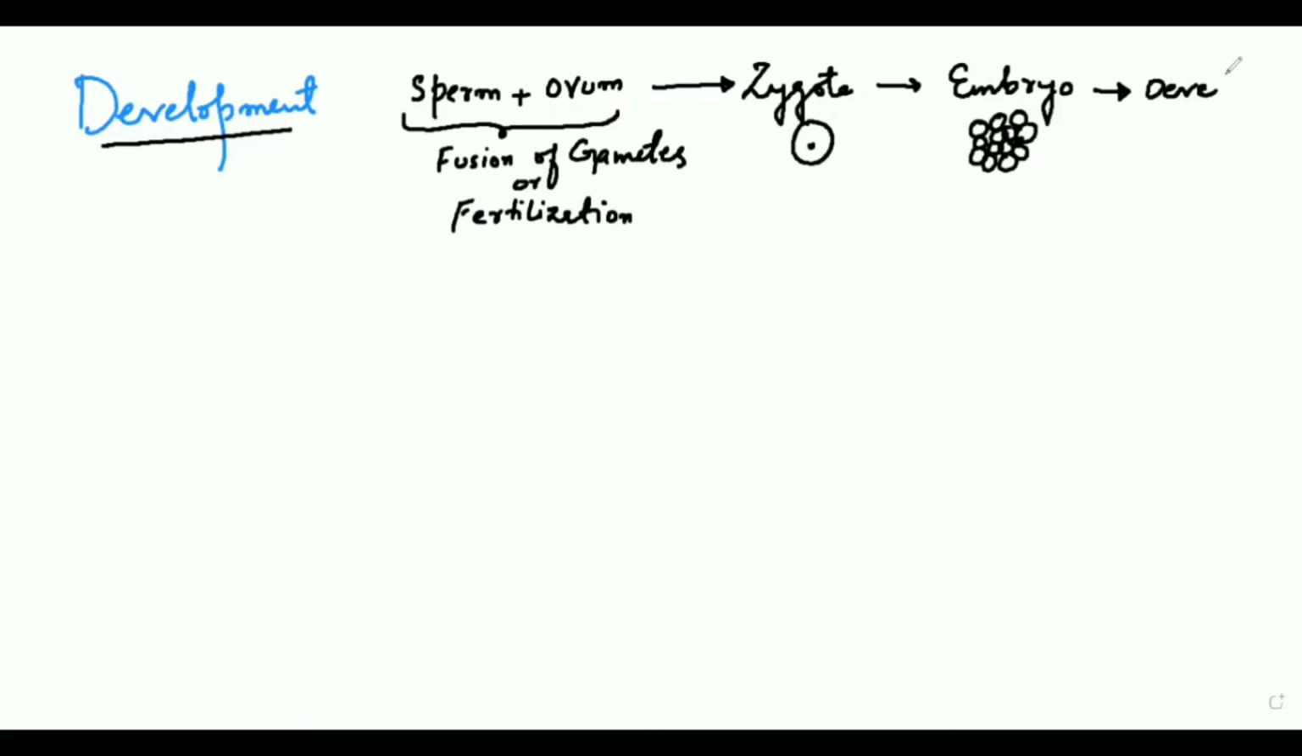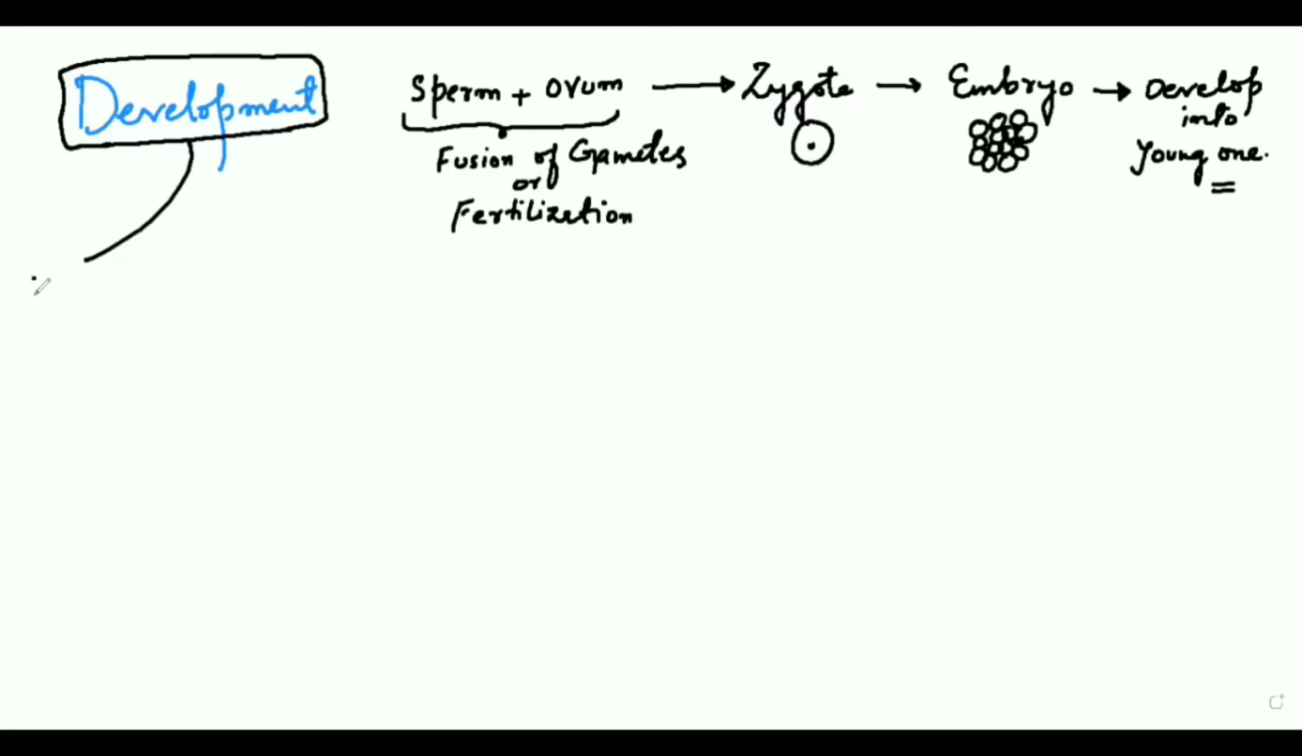It's going to develop into a young one, into a new organism. So this is what I'm talking about in this term. What we call this process is development. Now you'll see some organisms which perform direct development, and some of the animals will show indirect development. See the difference?